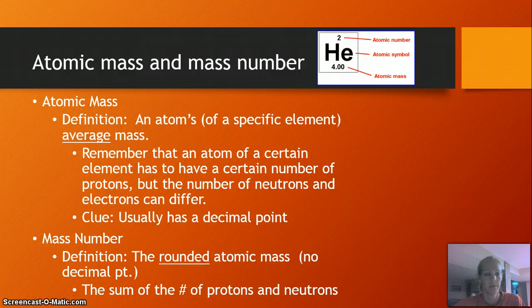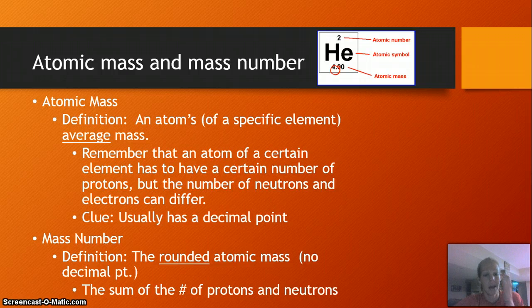Atomic mass and mass number. The definition of atomic mass is an atom's average mass. Because atoms can have different number of neutrons or electrons than what the balanced atom might have, they do kind of find the average mass of different isotopes and ions, and that's how they come up with the atomic mass. So it always has a decimal point in it. You'll notice the one for helium was 4.00. Not all of them are that well-rounded.